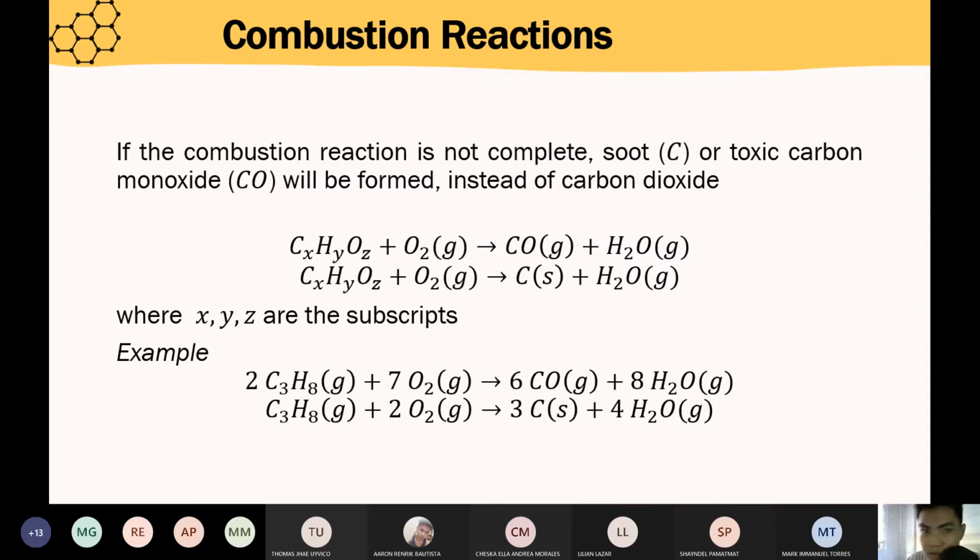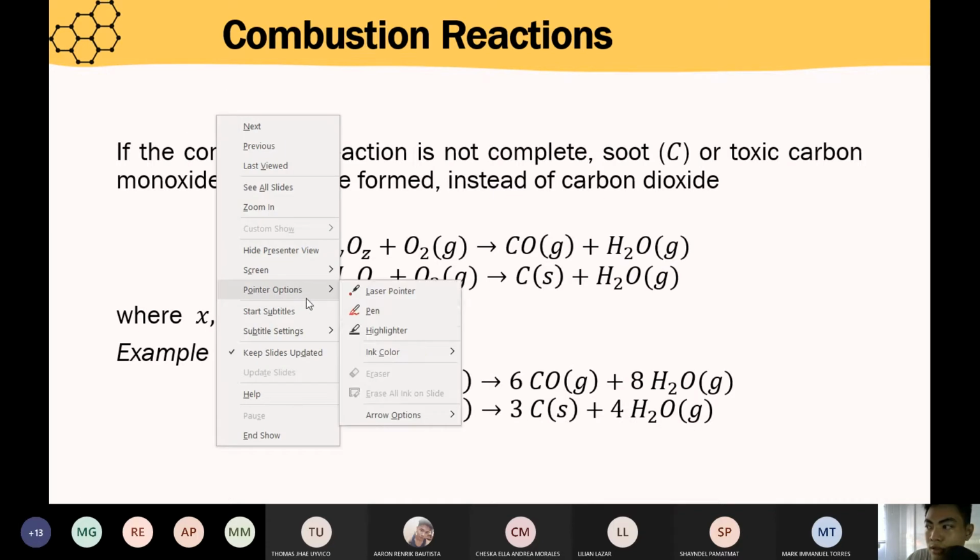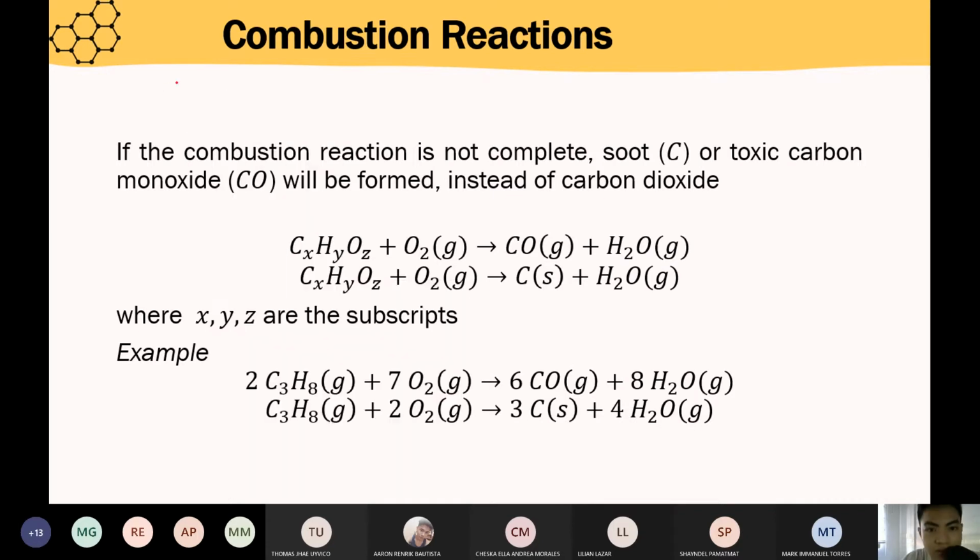So, what is carbon monoxide? Okay, carbon monoxide is a very toxic gas. That's why some condo units and all condo units are required to have carbon monoxide detectors. Okay? Why carbon monoxide, no? Hindi ba kayo nagtataka? Okay, so let us look at the Lewis structures of carbon monoxide and oxygen gas. Ano mapapansin nyo?